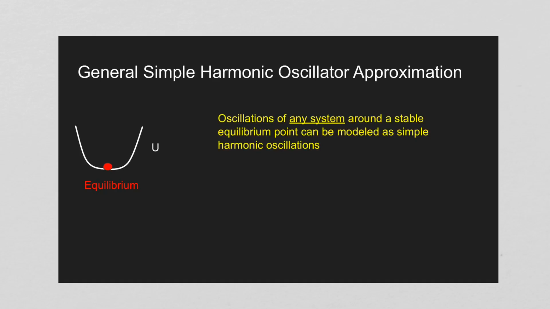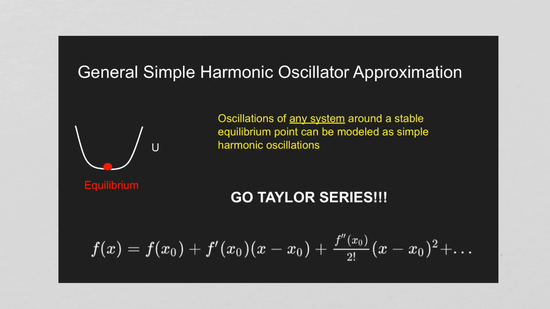Final point, probably one of the coolest results in all of physics. Oscillations of any system around a stable equilibrium can be modeled as a spring. So we use the Taylor series. How do we know this? Well, if it's equilibrium, here's your first derivative. That's 0. Whoops.